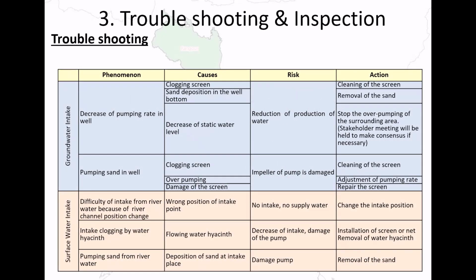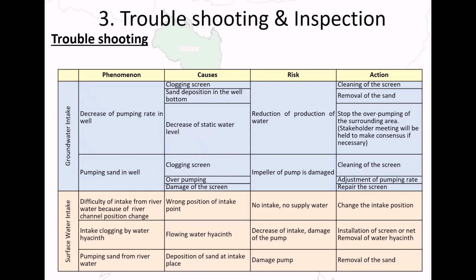This table shows how to use all the knowledge explained earlier when an actual problem appears in the intake. Up to this point, each unit process was explained separately together with confirmation points and control measures. First, observe the phenomenon. Then consider the possible causes. Understand the risk if the problem continues. Finally, select the correct countermeasure.